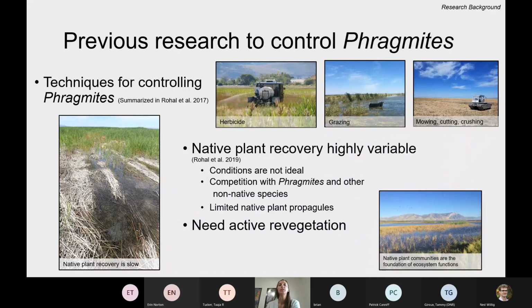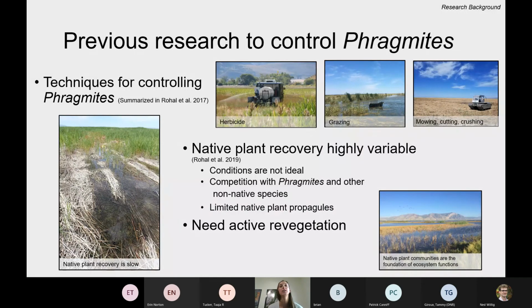So if you look at this picture on the left here, this is after Phragmites has been removed. There's a dense litter mat, which is problematic for some of these native species that are regenerating from seed that need high light conditions. And then you can also see the vegetation in the background, this photo here. That's just Phragmites coming back.